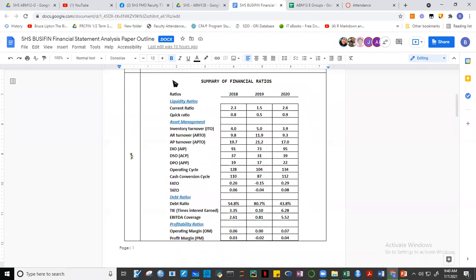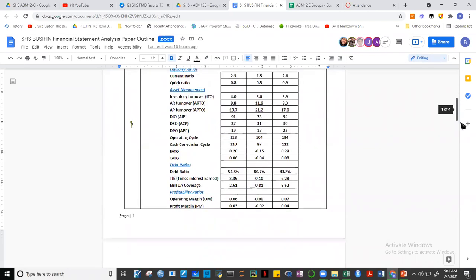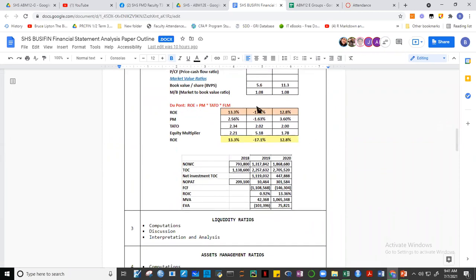Chapter 2 will be a summary of the financial ratios. Okay, so we will study these financial ratios. So that will be your chapter 2. It is in summary, in tabular form. Okay? Here, guys, there is the DuPont. Okay, I'll be explaining what this is when we go to module 2. This is a measure of the return on equity.